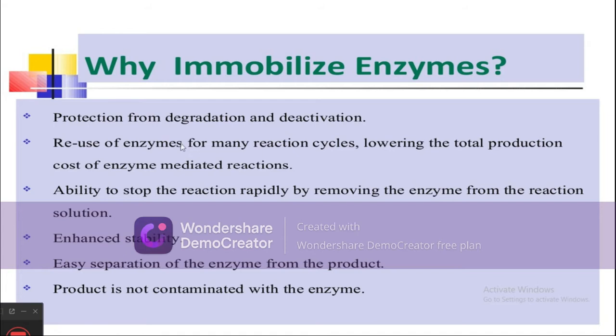So that is why we immobilize it, so that we can use it and use it again, so that we can actually lower the production cost of our products. That is number two. Then number two, ability to stop the reaction rapidly by removing the enzymes from the reaction solution.